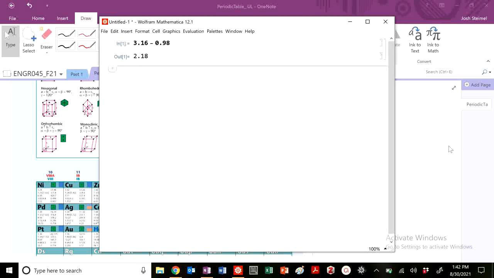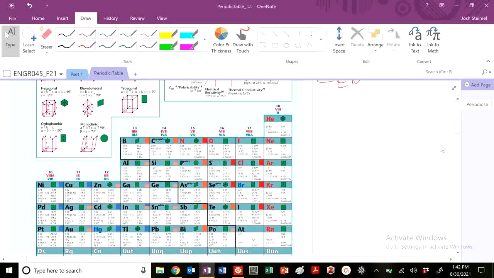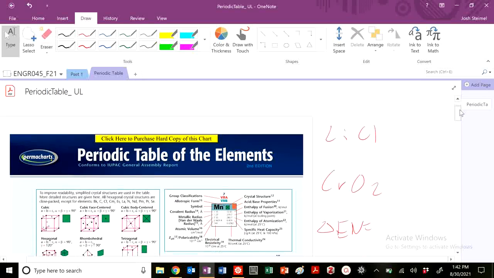2.18. So that is, in fact, an interaction that is ionic, because it's greater than 1.7, like we saw in our notes.